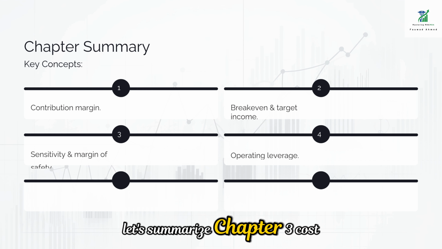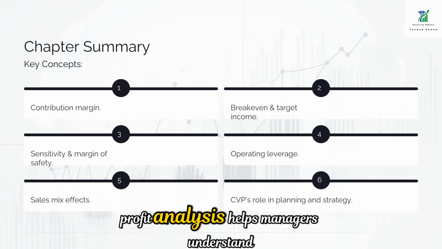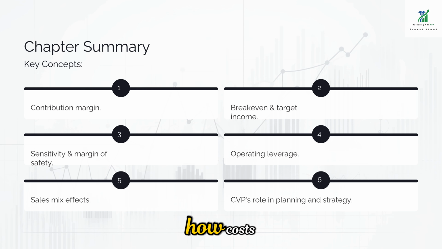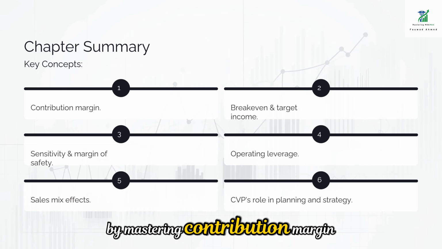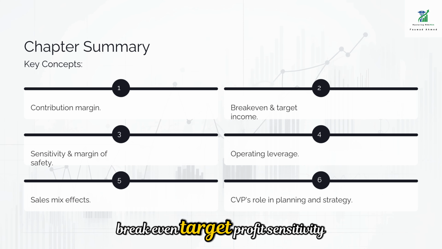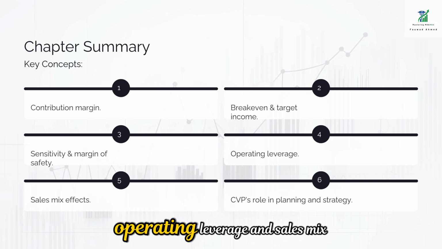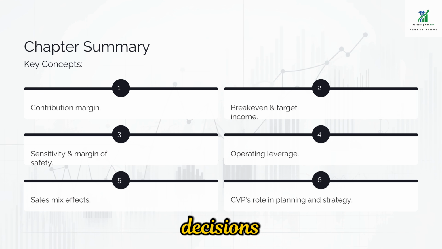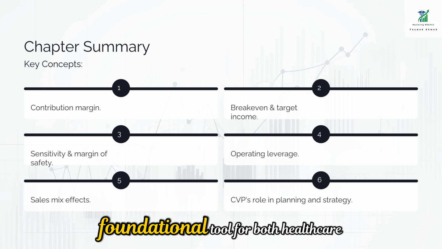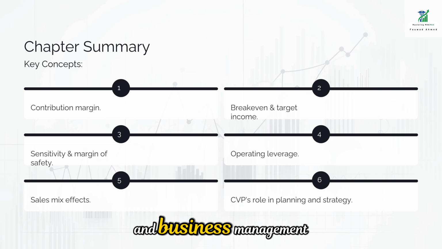Let's summarize Chapter 3. Cost volume profit analysis helps managers understand how costs, prices, and output shape profitability. By mastering contribution margin, break-even, target profit, sensitivity, operating leverage, and sales mix, leaders can make smarter strategic decisions. CVP is a foundational tool for both healthcare and business management.